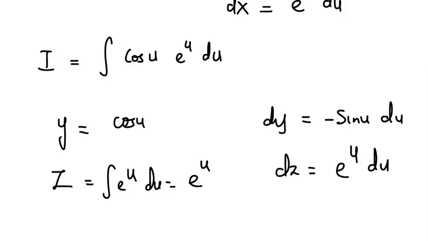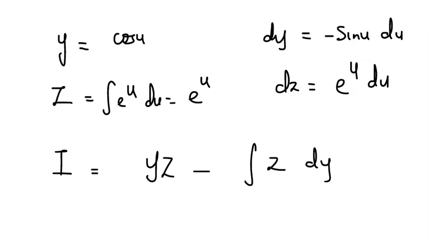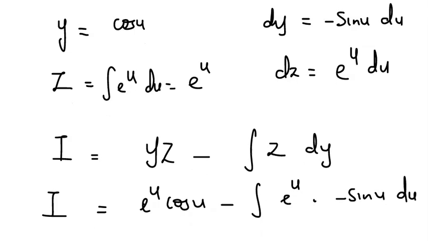Now with the integration by parts formula, I is going to be equal to yz minus the integral of z dy. So I is equal to yz, which is cosine of u multiplied by e to the power of u, the same as e to the power of u multiplied by the cosine of u. And then minus the integral of z, which is just e to the power of u, multiplied by negative sine of u du, because that is our dy. Let's proceed.